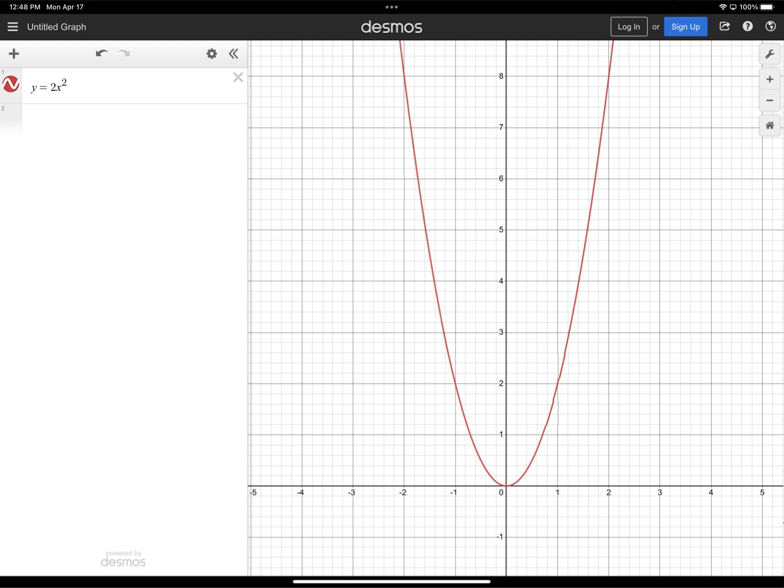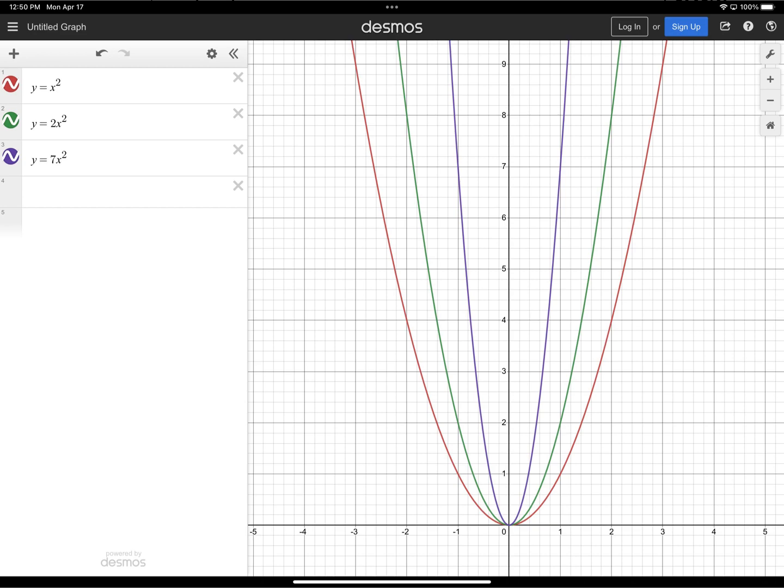So for example, actually let me type this up and then show it. Hold on a second. Okay, here we go. So I put 3 graphs on Desmos at the same time.